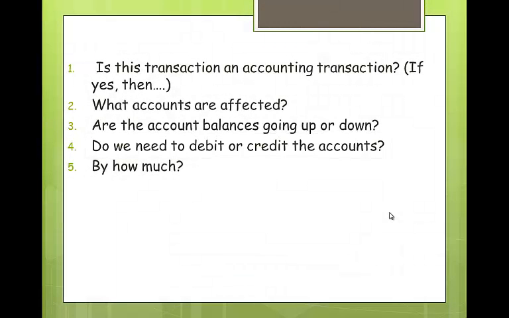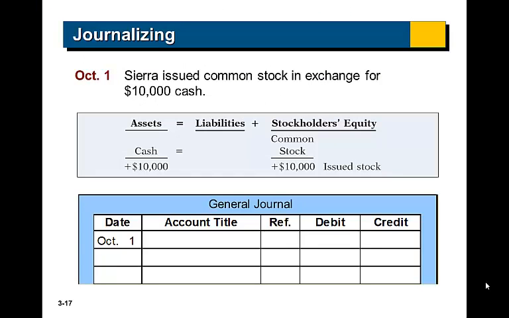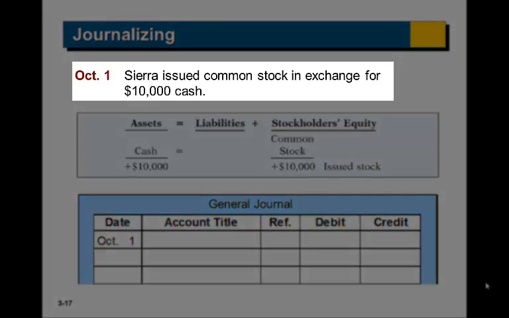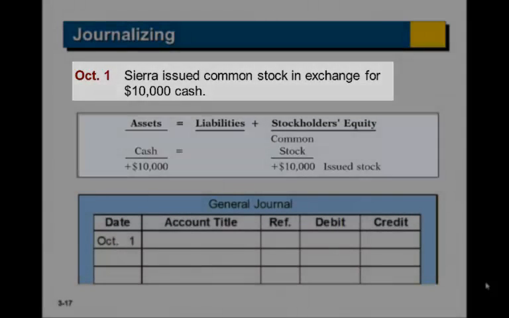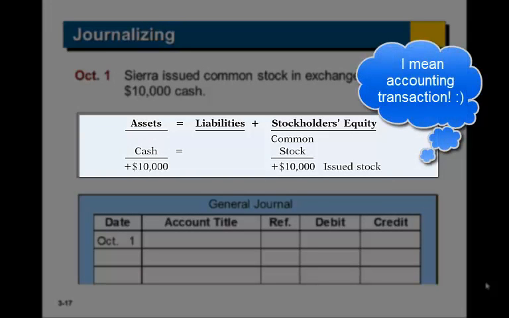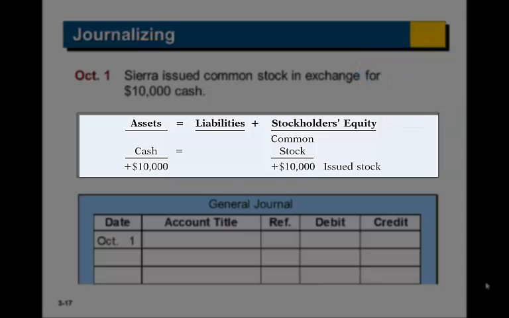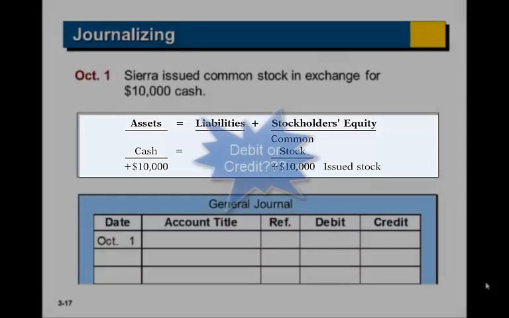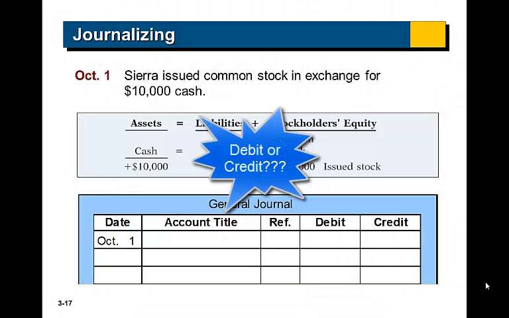To illustrate, let's look at the first 3 transactions for Sierra Corporation. The first transaction happened on October the 1st, and Sierra issued common stock in exchange for $10,000 cash. We know from the transaction analysis that this is an accounting equation. We also already know that cash and common stock are affected. We also know that cash is going up and common stock is going up, and the amount for both is $10,000. The only thing we haven't talked about yet is whether to debit or credit the accounts.